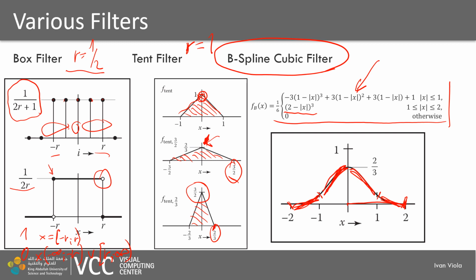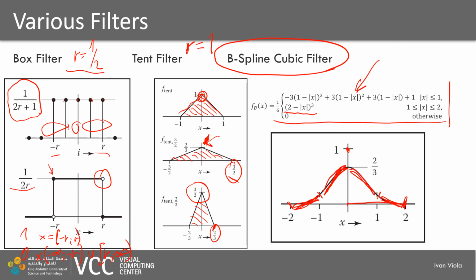The advantage of the cubic B-spline filter is that it has continuity in the first order and also in the second order derivatives. This is great because it is a very, very smooth filter. Its disadvantage is that at x equals 0 it doesn't reach the value 1, which means that it is not an interpolative filter. Only interpolative filters have the value 1, like, for example, the tent filter, which is an interpolative filter.